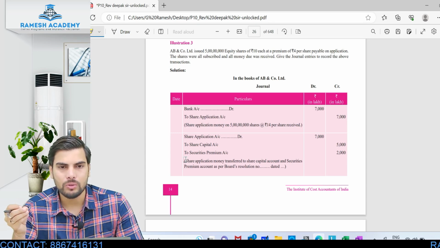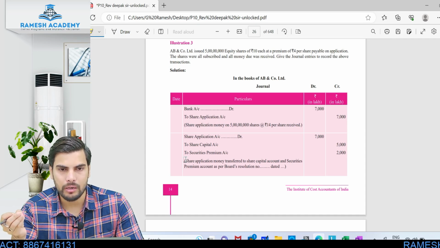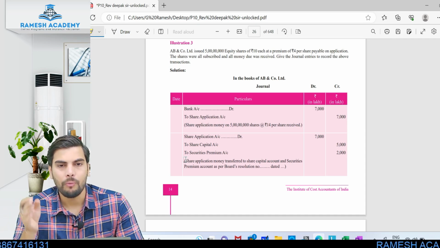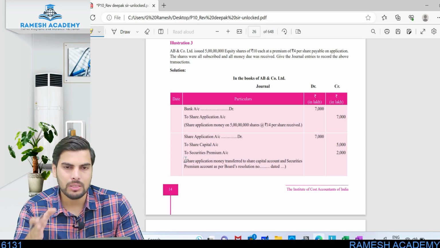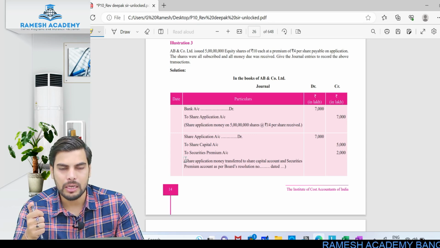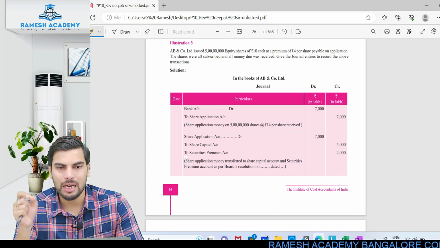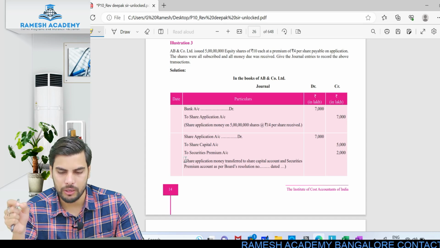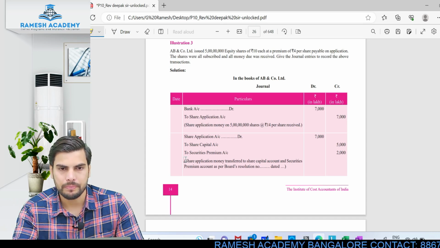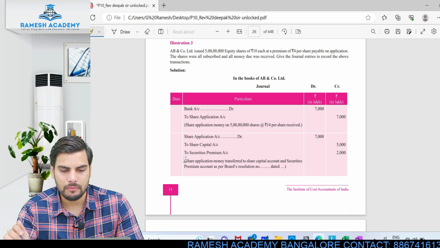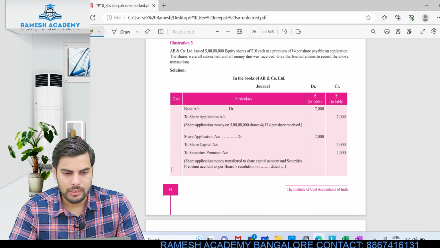The immediate next question is, when exactly should it be credited? Depending upon whether the premium is included in the application stage, allotment stage or call money stage, wherever you come across this particular share capital, it is that particular entry in which you need to give effect to this securities premium. Is this clear? Okay, so let's have a look at illustration number 3 straight away.